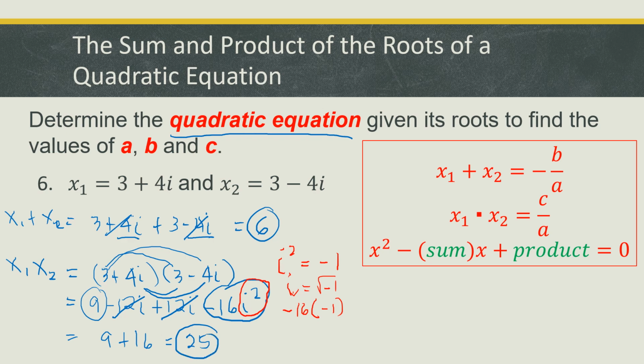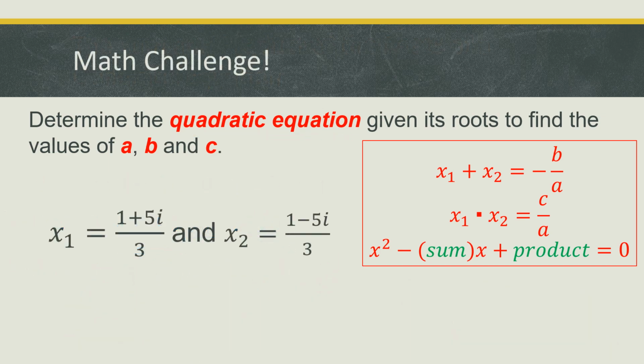So in that case, we can now substitute the sum and the product into the equation. X squared minus the sum, 6x, plus the product of 25 is equal to 0. Therefore, we have the a value of 1, the b value of negative 6, and the c value of 25. Clear? And that is how we are going to determine the sum and product of the roots. And those are the relationships between the coefficients and the roots of the given quadratic equation.